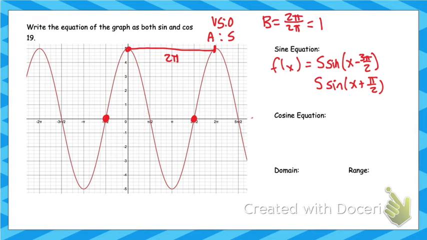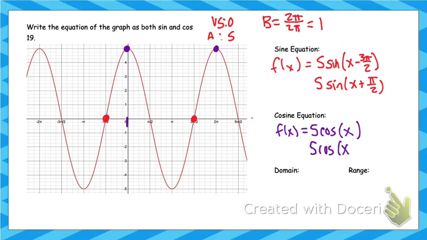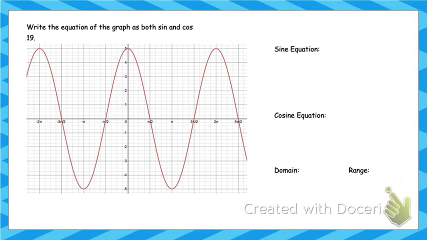So remember, for cosine, everything is going to be the same except for the phase shift. So for cosine, that phase shift, we're looking for the high point on this graph. So one of them I could use is this point right here. Find the x-coordinate of that point, which is 0. Or I could use this point over here, 2 pi. And I could write this as x minus 2 pi. Domain is easy. Every one of these graphs has a domain of negative infinity to infinity. And our range, bottom to top, is negative 5 to 5 in brackets. We'll always use brackets on the range for sine and cosine.